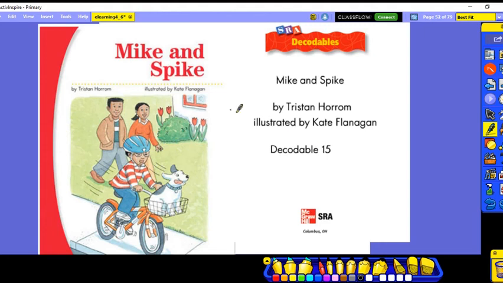Okay, let's look at the title of our book. Mike and Spike. And we see some vowel consonant E words here. We see Mike, and then there's a sight word and Spike. Mike and Spike. So the characters in our story are Mike and Spike. And we're going to go back when we finish reading and talk about what happened in the beginning, middle, and end of the story.